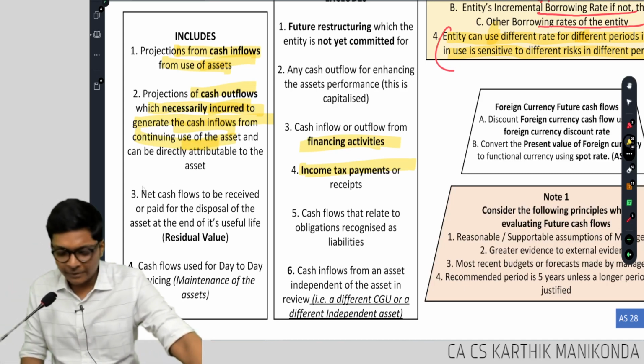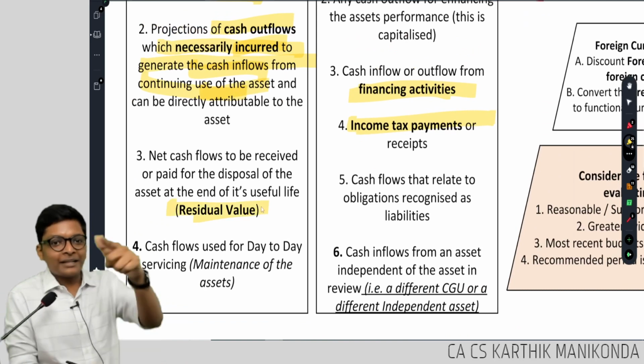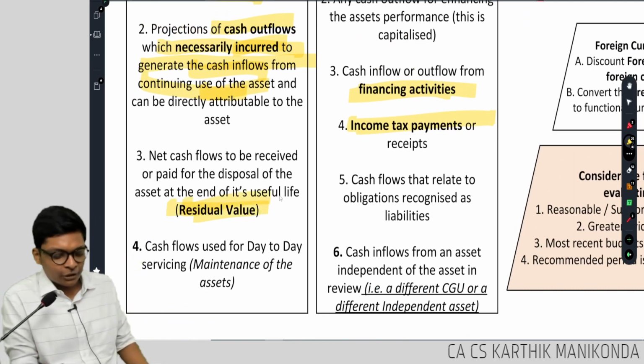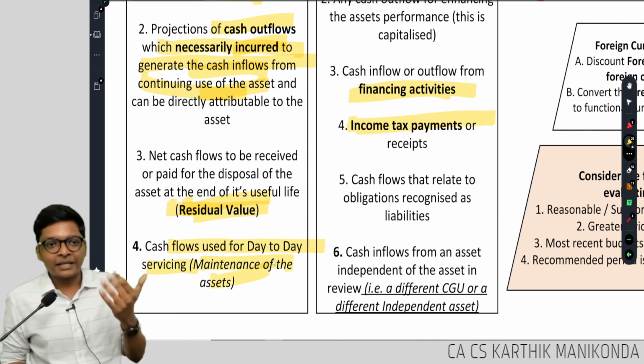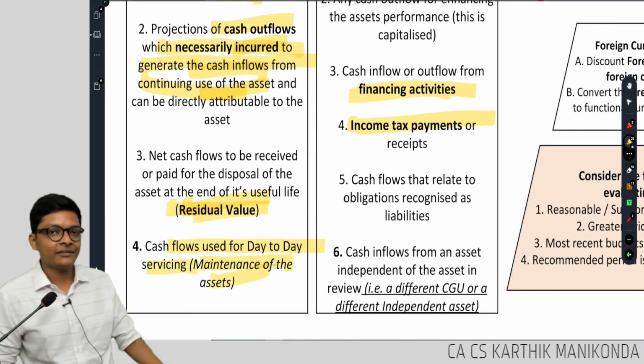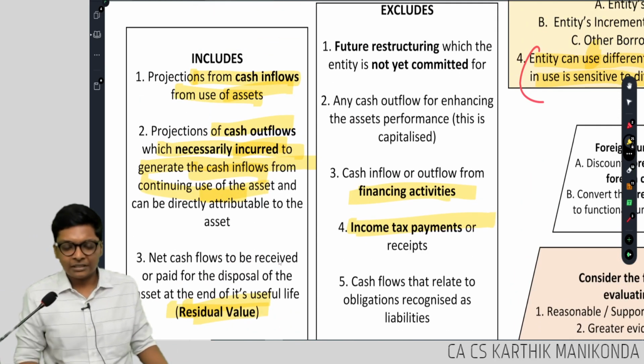I hope it's visible online, guys. I hope I've zoomed enough. Then residual value, you already considered. I didn't even tell you. You take residual value, and cash flows for day-to-day servicing. Maintenance can be reduced, like repairs and maintenance, puncture, all that I will reduce. Are you following, guys? Includes is simple. Excludes, this is the one.